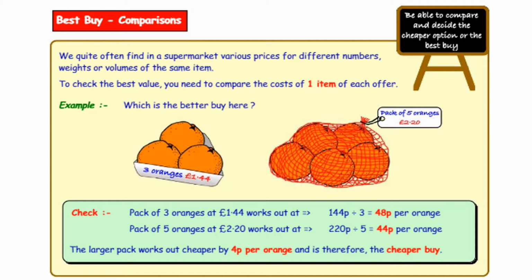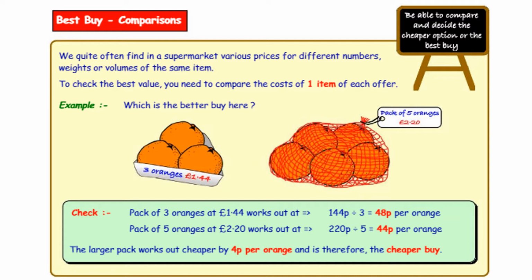So what you would do here, you have got oranges that are packaged differently. You've got one pack of 3 and one pack of 5. The pack of 3 costs £1.44. You divide that by 3, which gives you 48 pence per orange. And a pack of 5 is £2.20, which is 44p per orange. So it's cheaper to buy the pack of 5 because it's 4p per orange cheaper.